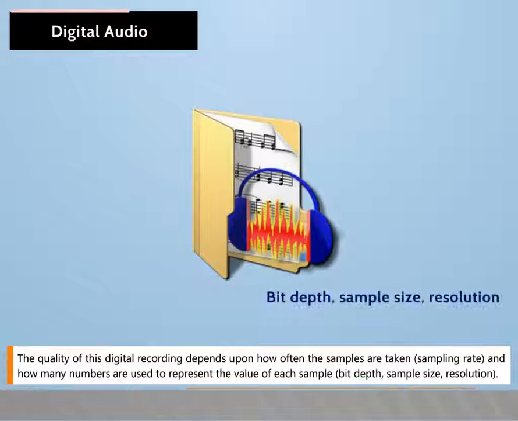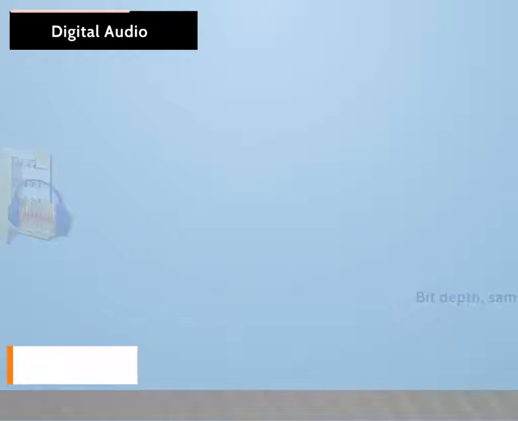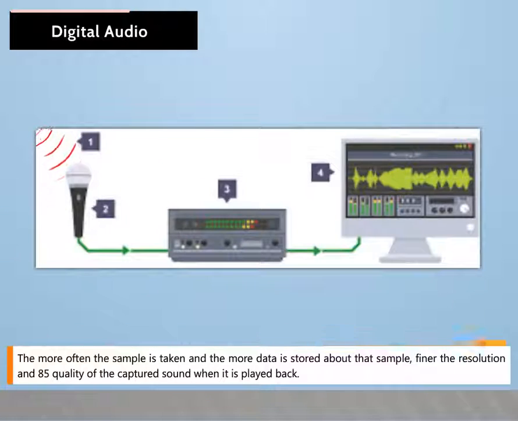The quality of this digital recording depends upon how often the samples are taken, that is the sampling rate, and how many numbers are used to represent the value of each sample, that is bit depth, sample size, resolution. The more often the sample is taken and the more data is stored about that sample, the finer the resolution and fidelity of the captured sound when it is played back.